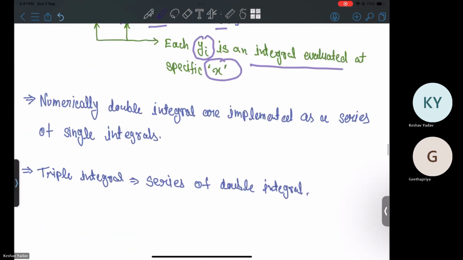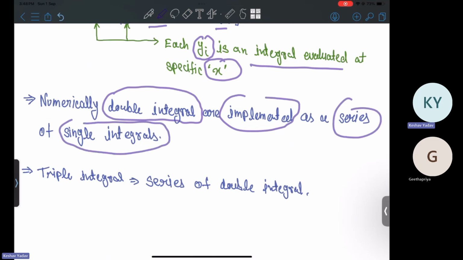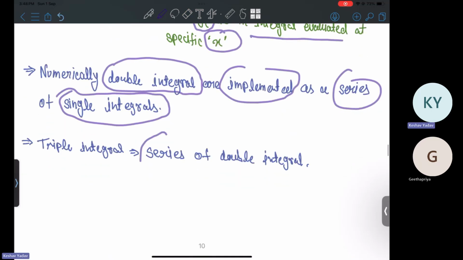So numerical double integration can be implemented as a series of single integrations. From here we have seen. Okay. Triple integration, how can we find? Triple integration we can find as a series of double integrations. Okay. This is a straightforward thing. Fine. Is whatever we have discussed till now clear? Okay.